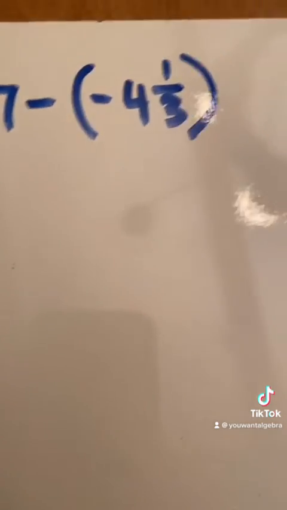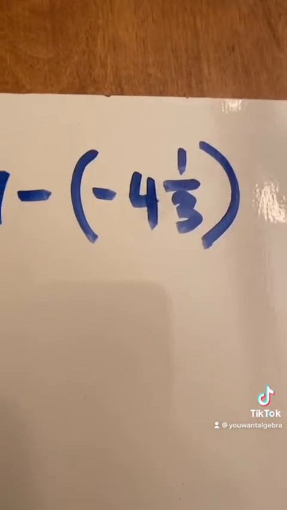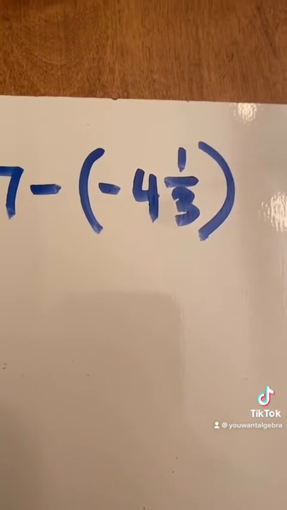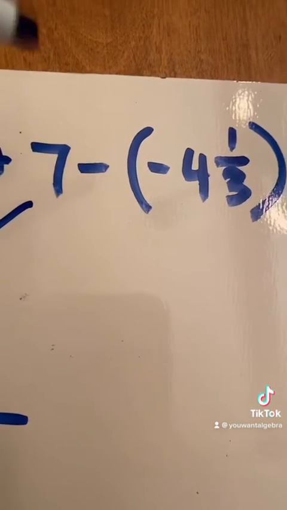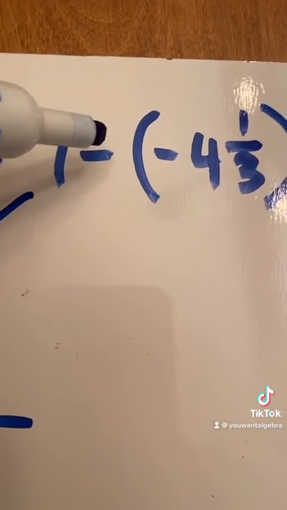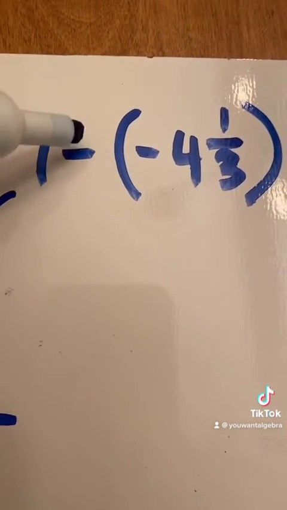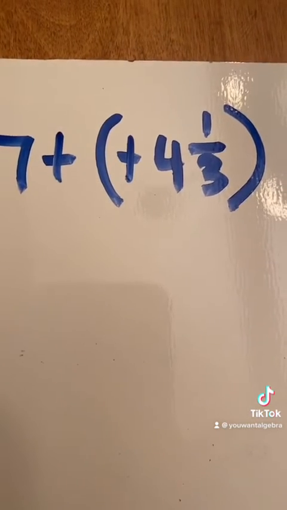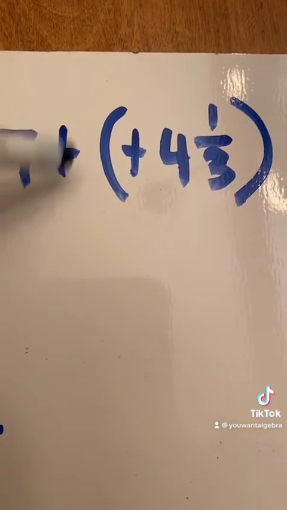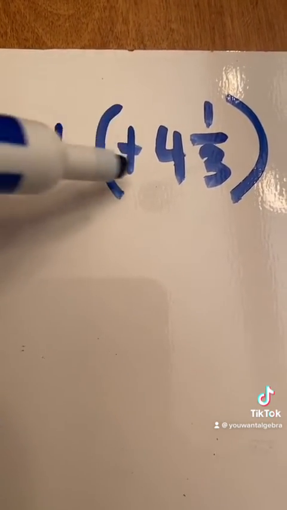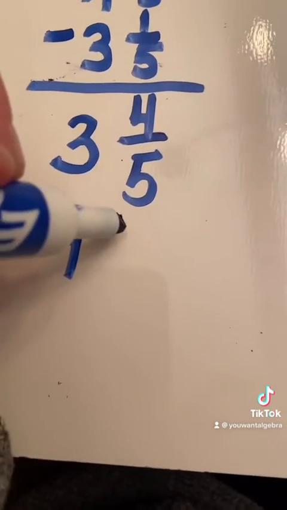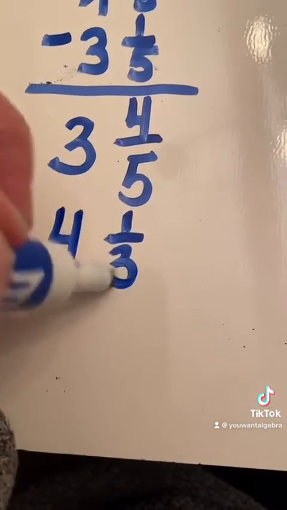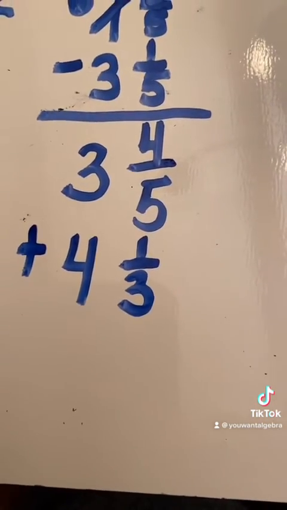And then I have to deal with this minus a negative 1/3. So if we can remember the rules with subtracting a negative, I'm taking away a negative value, which is actually making it more positive. So I change this sign here, I change this sign here, and then I'm going to add that number to what I currently have. So I'm going to add 4 1/3 to the 3 4/5 that I have.